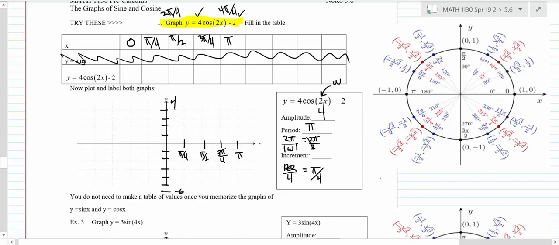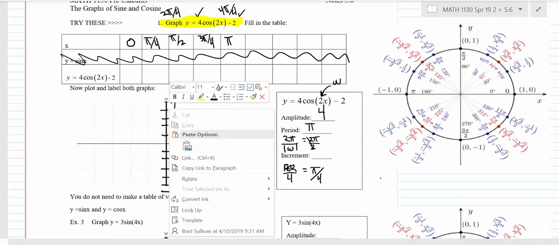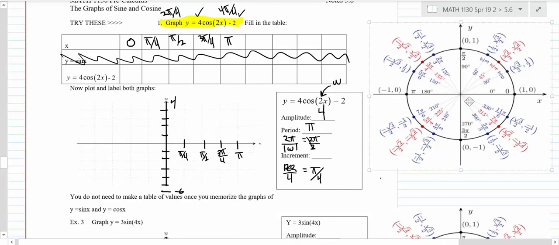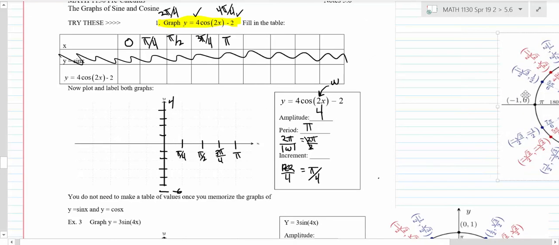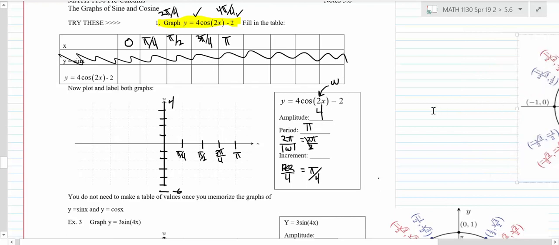Okay? So what I'm going to do on this is move this unit circle out of the way, and I'm going to show you how you can put the whole thing together like this. So really what you're doing is the key values go like this.